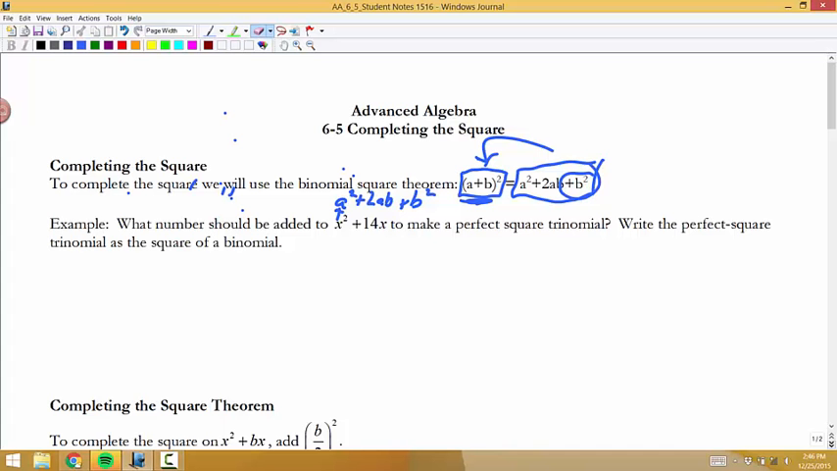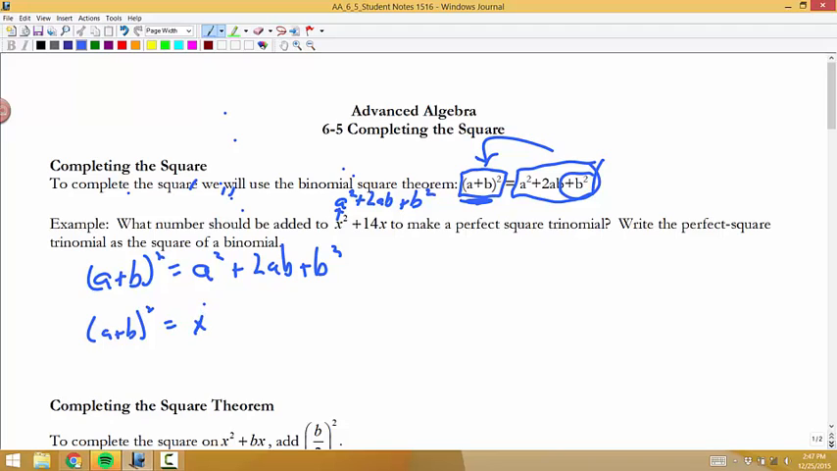Alright, let's look at this example. It says, what number should be added to x squared plus 14x to make a perfect square trinomial, and write the perfect square trinomial as a square of a binomial. So we want to write it in the form (a plus b) squared, and finish off this a squared plus 2ab plus b squared. We don't know what a and b are, but we know the first term here is x squared, and the second term here is 14x.